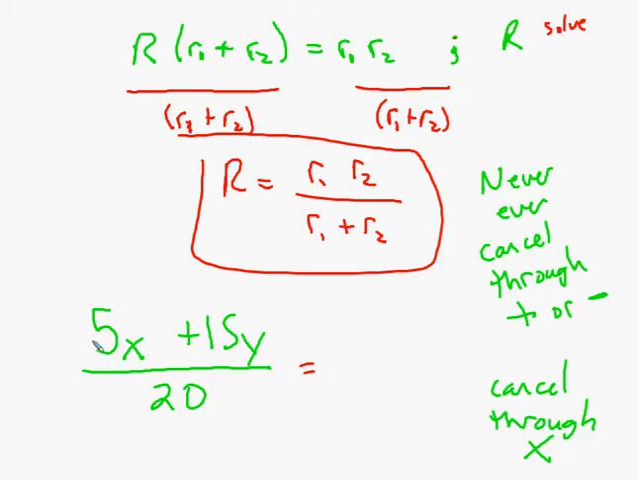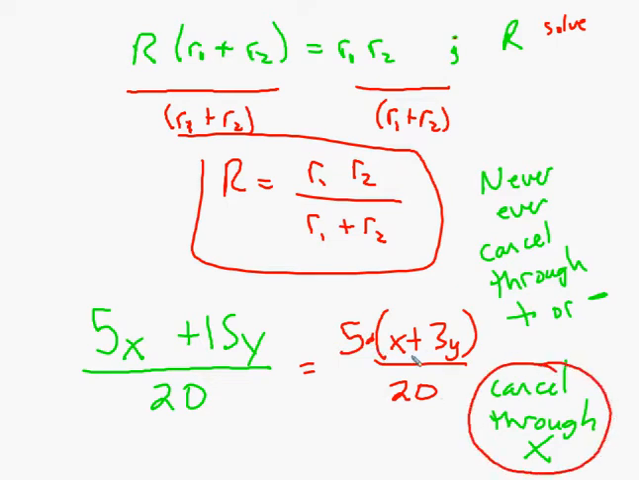We see what's common between these two things. A 5. So we factor out a 5. And now, what operation do I have here? I have a multiplication, and I can cancel through multiplication. So I could cancel this 5 and that 20 and get a 4. So when I see something like this, where they all have a common thing I can divide by, I divide by it.